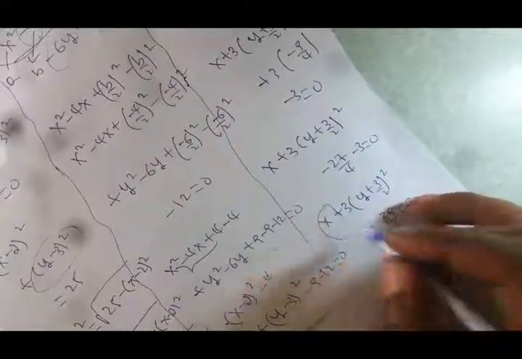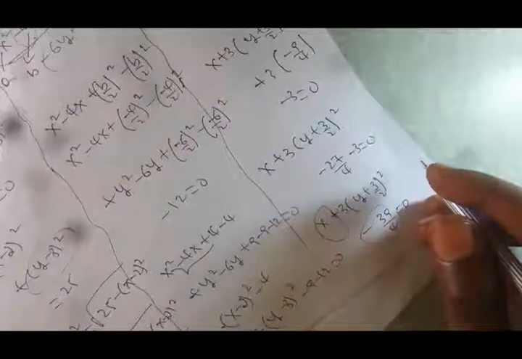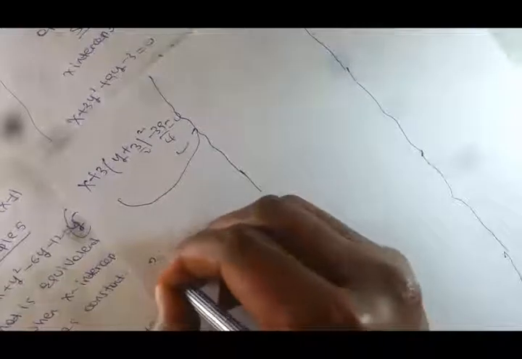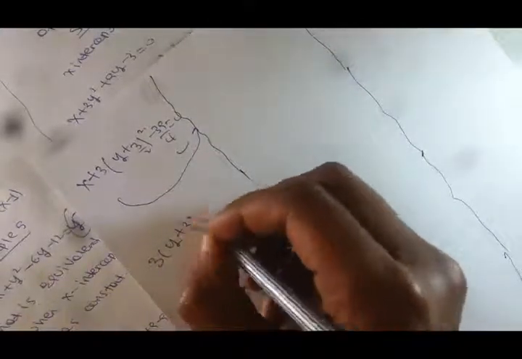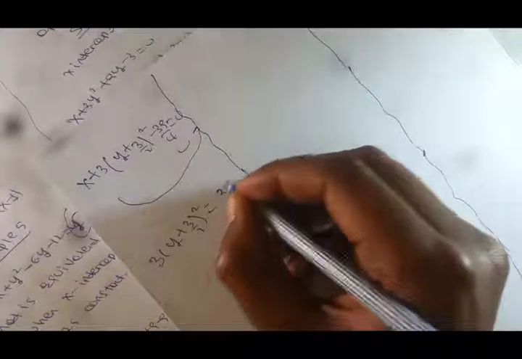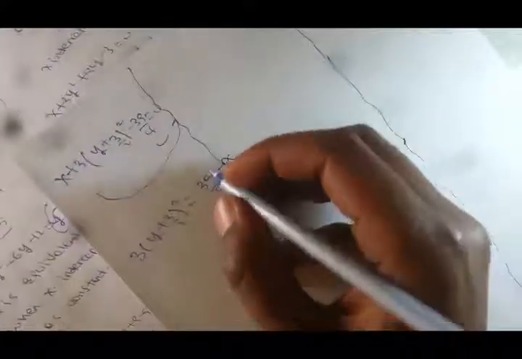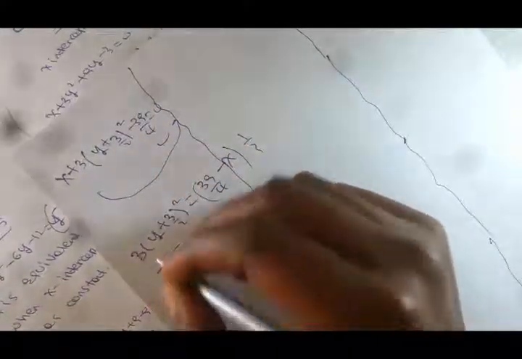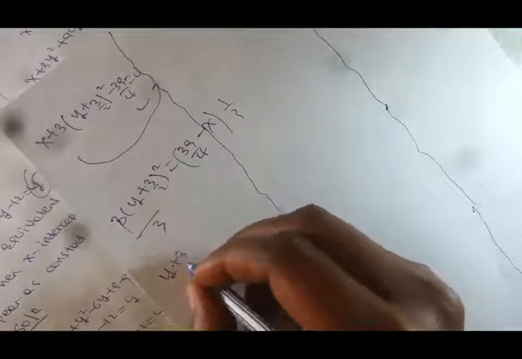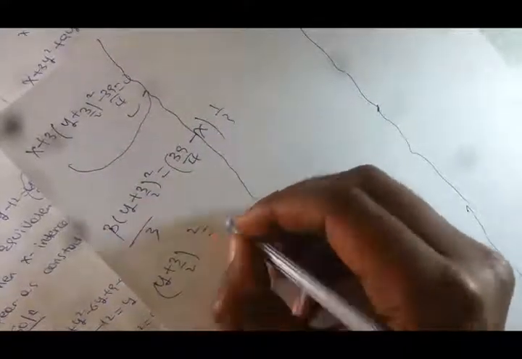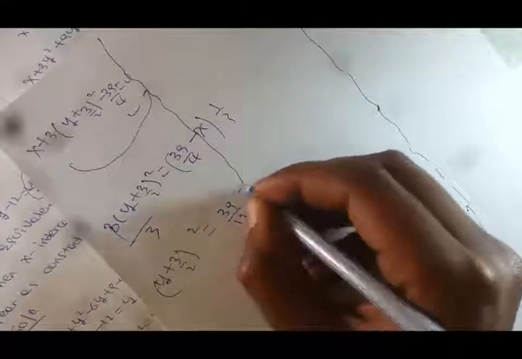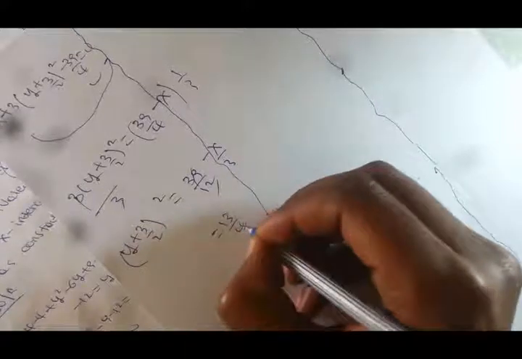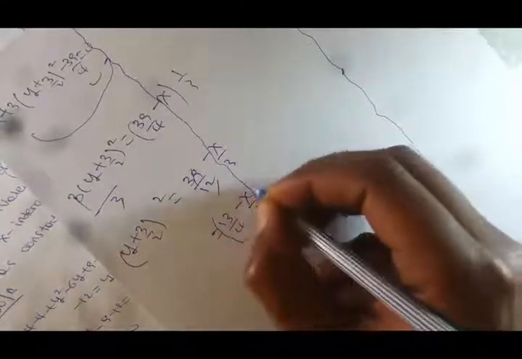So when we bring this and this to the right, 3 times y plus 3 over 2 the whole square is equal to 39 over 4 minus x. Therefore dividing by 3, y plus 3 over 2 the whole square is equal to 39 over 12 minus x over 3. This can be further simplified and becomes 13 over 4 minus x over 3. This is under a bracket.